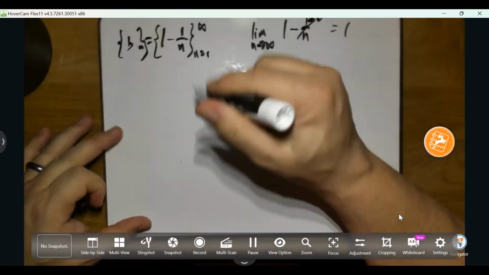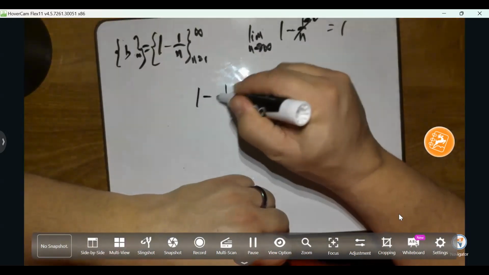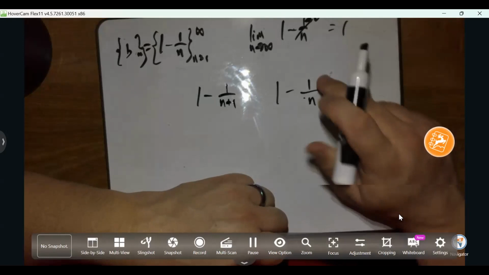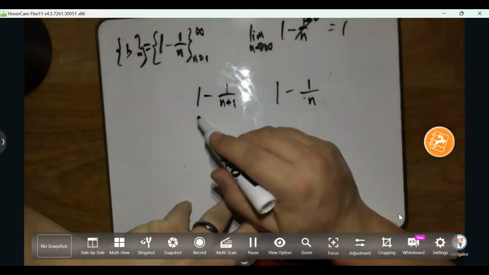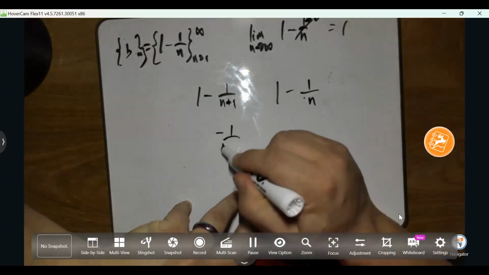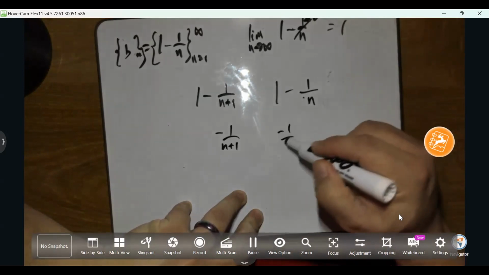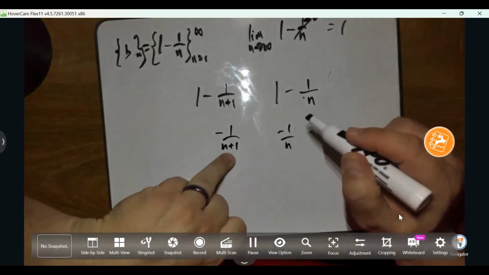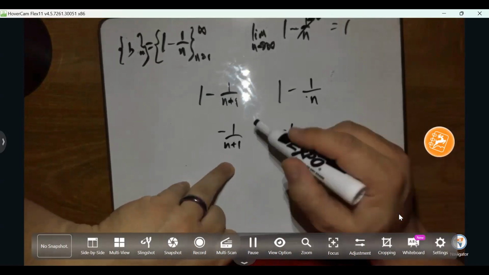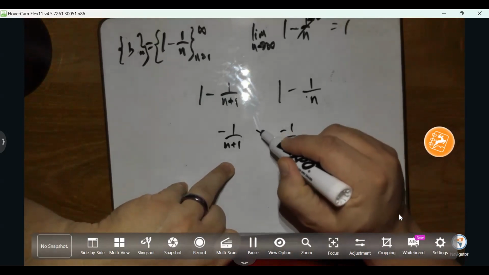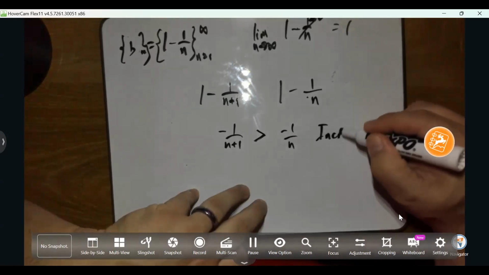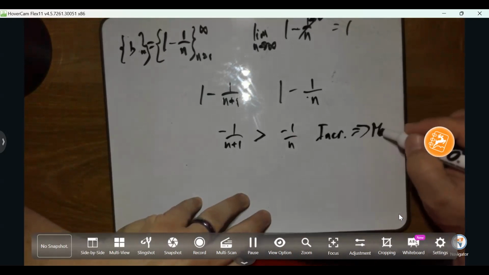I want to compare the n plus first term, so 1 over 1 minus n plus 1, and compare that to 1 minus 1 over n. Okay, so now, I can cancel the 1 if I wanted to, so I'm looking at negative 1 over n plus 1 compared to negative 1 over n. Well, the absolute value of 1 over n plus 1 is going to be smaller, but it's in the negative direction. So that means this is going to be greater than. So this is an increasing sequence. Increasing sequences are also monotonic.